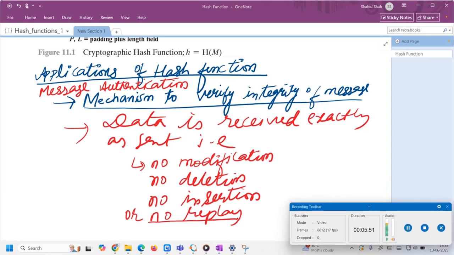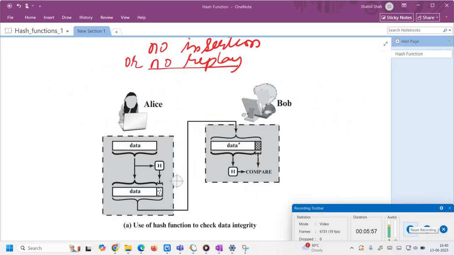What is this no replay? We'll see it in detail when we do message authentication codes using hash functions. Now, how is this achieved? Here is a very nice illustration which describes how a hash function can be used for checking data integrity or message authentication. The transmitter, here we call Alice, or the sender, computes the hash of some message, suppose M, which needs to be transmitted, and ensures that there is no change in the data.